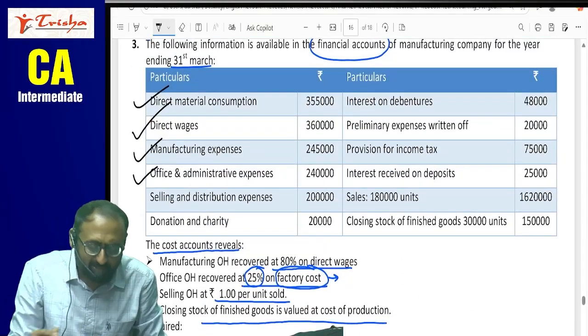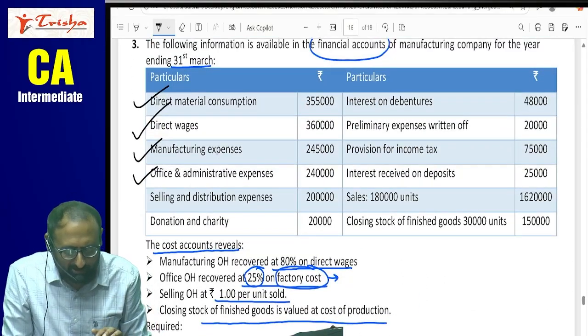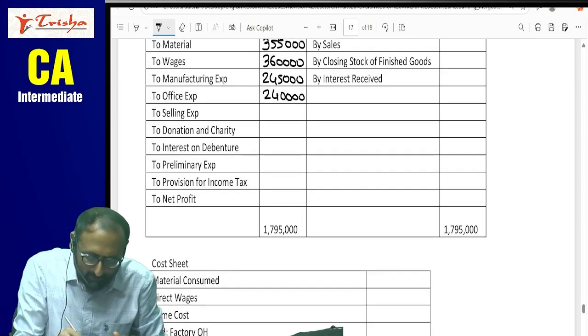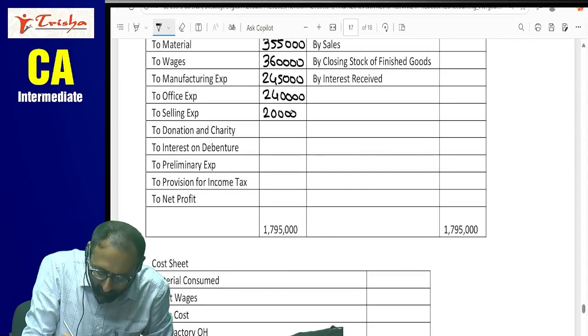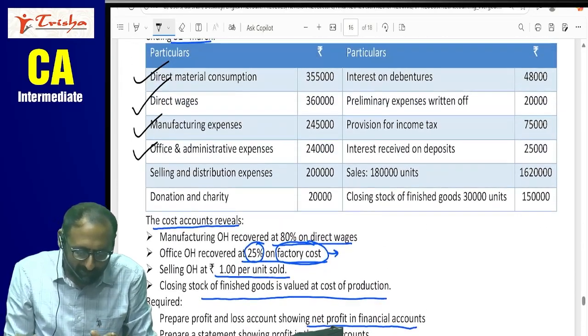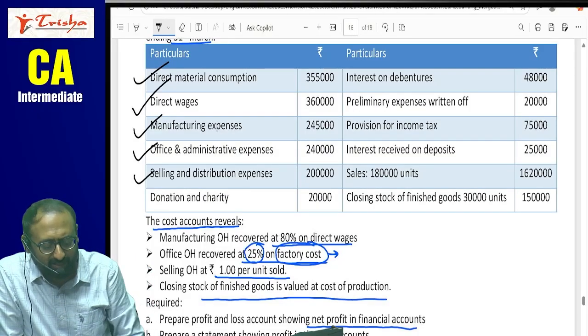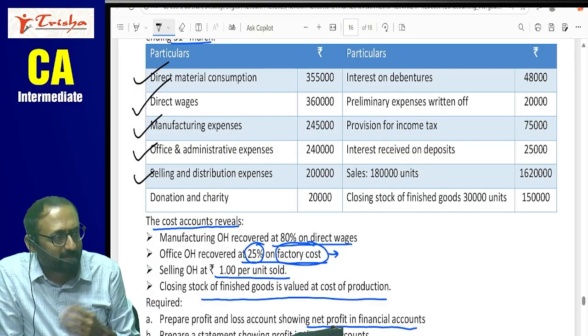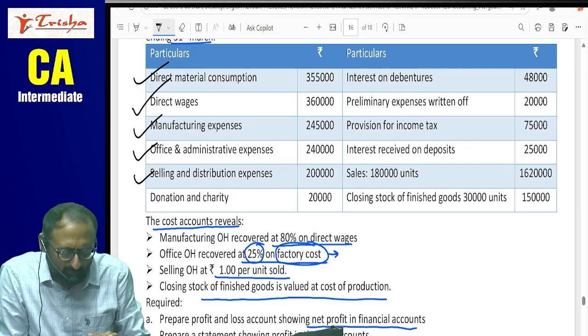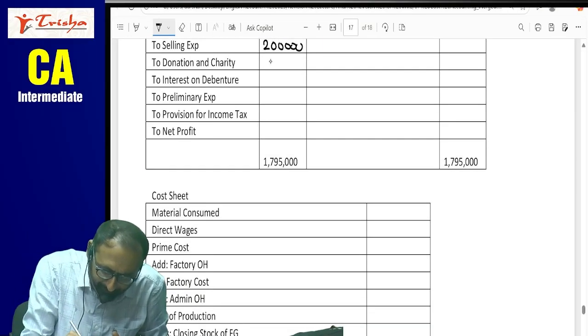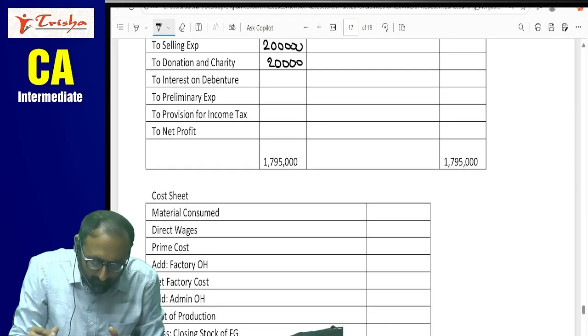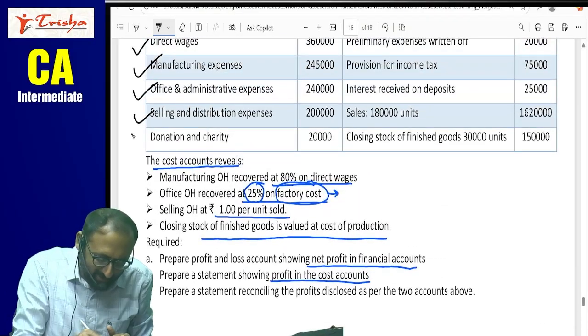After office and administration expenses, selling overhead is given in the question. Selling overhead is 2 lakhs. So I'll write that selling overhead 2 lakhs. Then after that selling overhead, sir, where to write this donation and charity, debit side or credit side? Debit side. Donation and charity is expenses. 20,000 is your donation and charity. Next one. So donation charity is over.